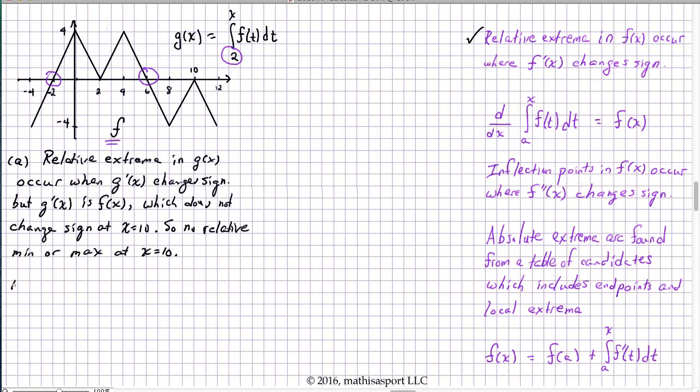What is B asking about? B is a similar question. It's about points of inflection. Points of inflection occur where the second derivative of the function in question changes sign. The first derivative of g of x is the graph of f. So the second derivative of g of x is the slope of f.